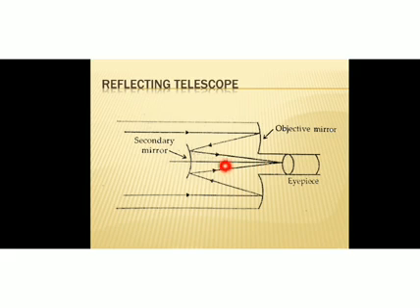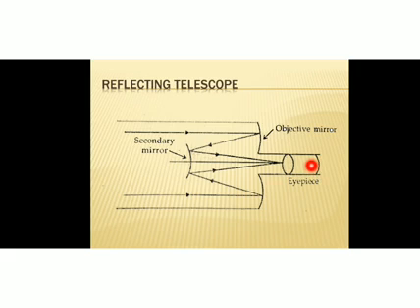There is a small convex mirror. That means this is the secondary mirror, a convex mirror, near the focus of the primary mirror. So this is the primary mirror, and near the focus of the primary mirror there is a small convex mirror, which is the secondary mirror, and the eyepiece is placed on the axis of the telescope. So this is the eyepiece, and the eyepiece is placed on the axis of the telescope near the hole of the primary mirror. So this is the hole of the primary mirror, and near the hole, the eyepiece is placed on the axis of the telescope.